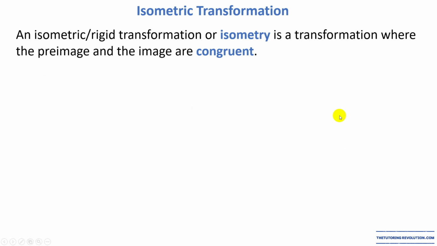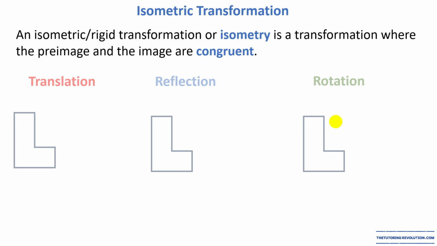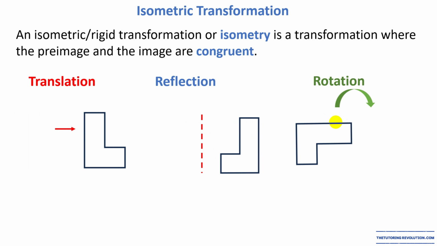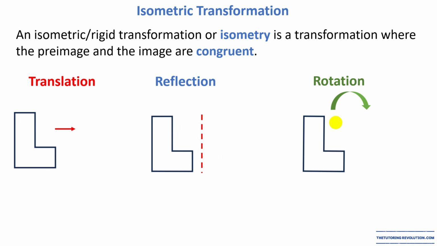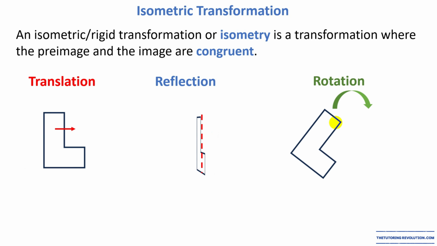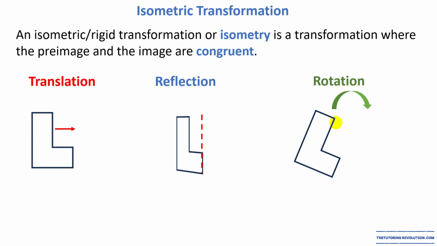An isometric/rigid transformation, or isometry, is a transformation where the pre-image and the image are congruent. There are three types: translation, reflection, and rotation. In this animation, we can see how they change according to their respective transformation.